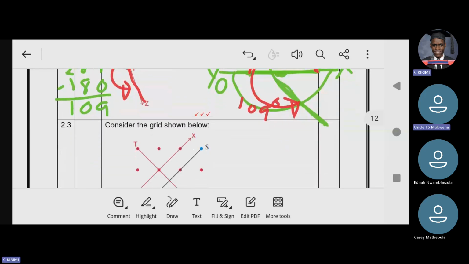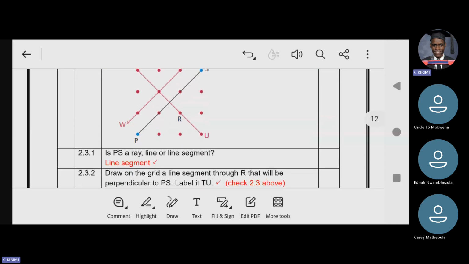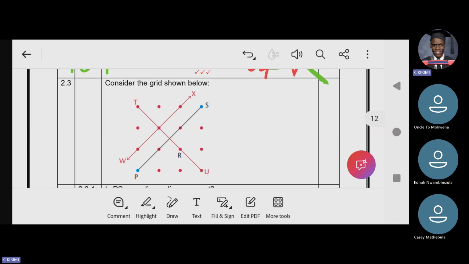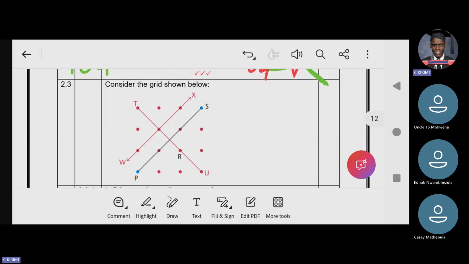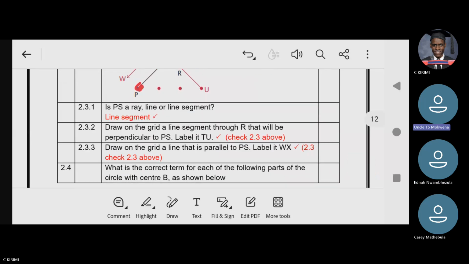No. All right. Consider the grid below. So the question is saying PS, is PS a ray, a line, or a line segment? So you go to PS. It's a line segment. Why is it a line segment? It has a definite starting point, a definite what? Ending point.